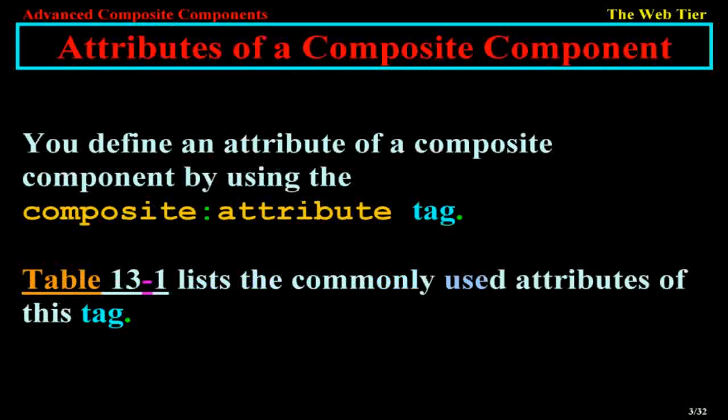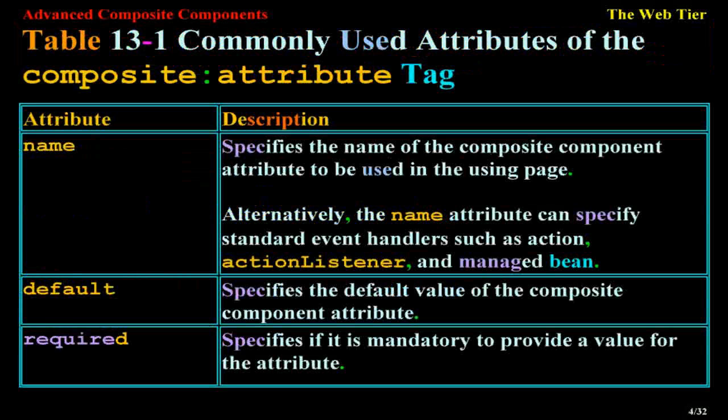Attributes of a composite component. You define an attribute of a composite component by using the composite attribute tag. Table 13-1 lists the commonly used attributes of this tag. Table 13-1, commonly used attributes of the composite attribute tag. Name specifies the name of the composite component attribute to be used in the using page. Alternatively, the name attribute can specify standard event handlers such as action, actionListener, and managedBean. Default specifies the default value of the composite component attribute. Required specifies if it is mandatory to provide a value for the attribute.